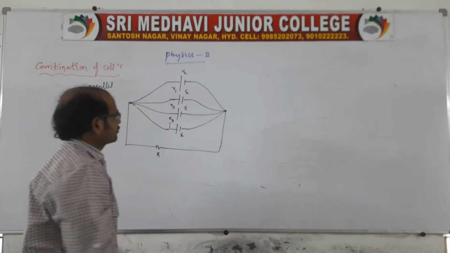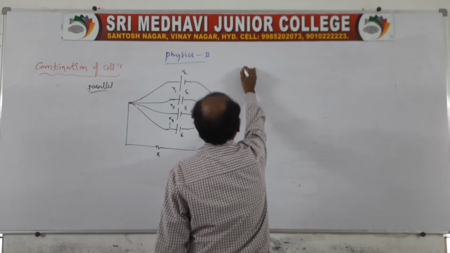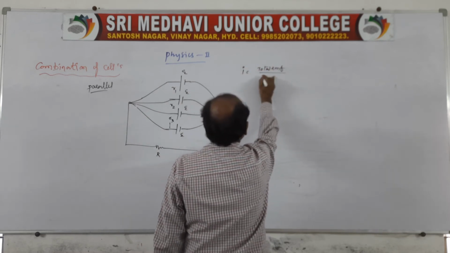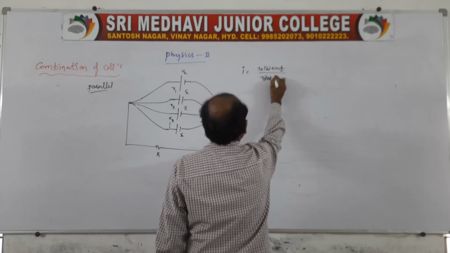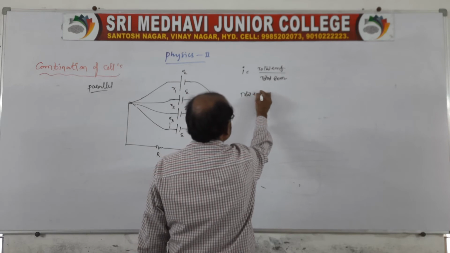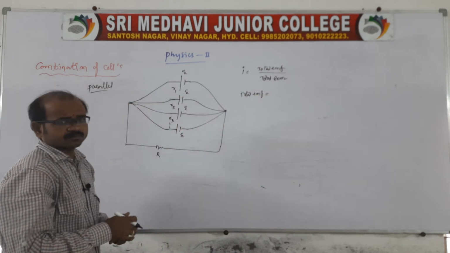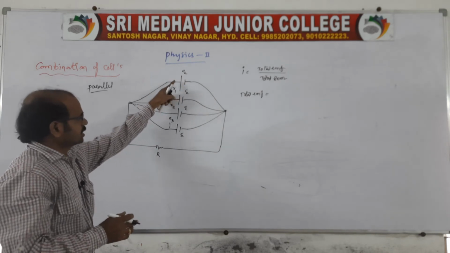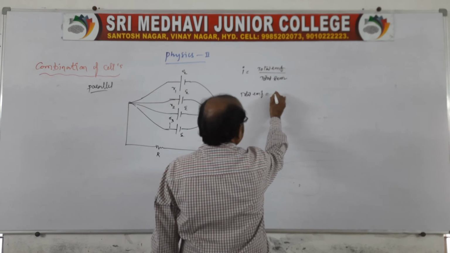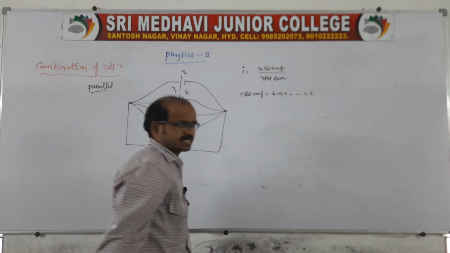Sir, what will happen? Of course, as in the series combination, again we need to find I is equal to total EMF by total resistance. See, this we need to get, right? The total EMF: in case of a parallel combination, the EMF remains the same, right? Because the potential difference in a parallel combination remains the same, no? So the total EMF will be E.